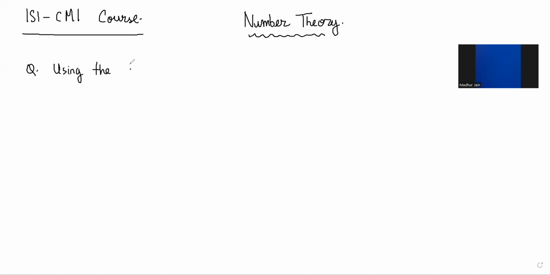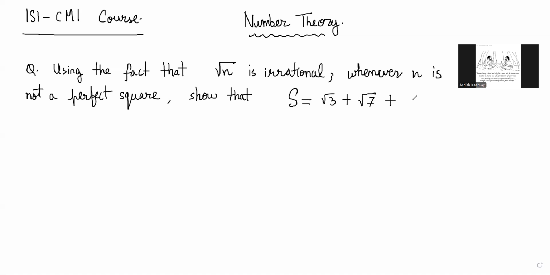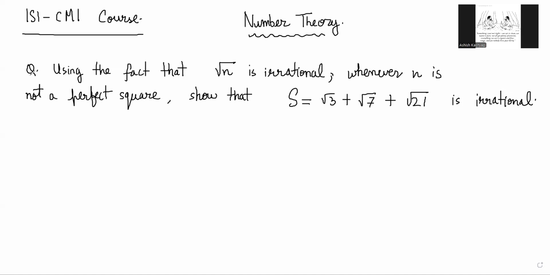Using the fact that square root of n is irrational whenever n is not a perfect square, we have to show that the number S, which is equal to root 3 plus root 7 plus root 21, is irrational. Okay, so this is the first problem. Think about it.